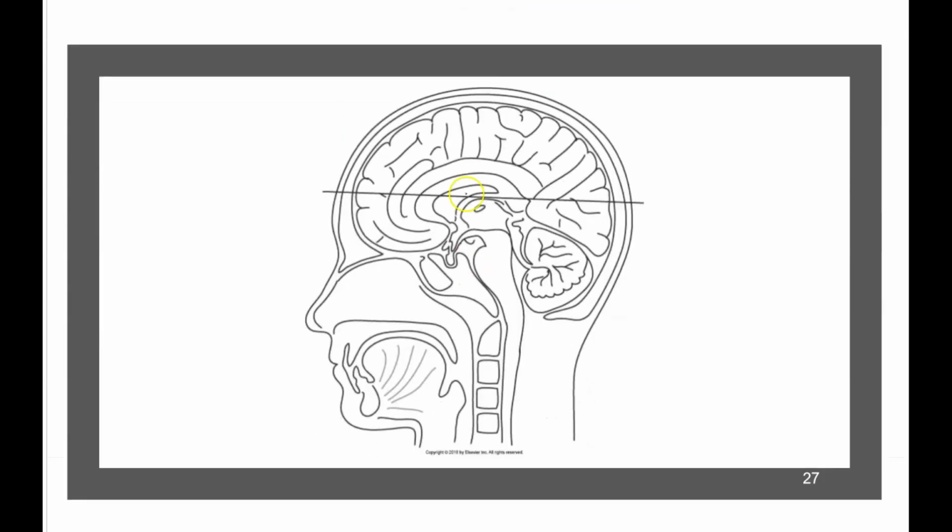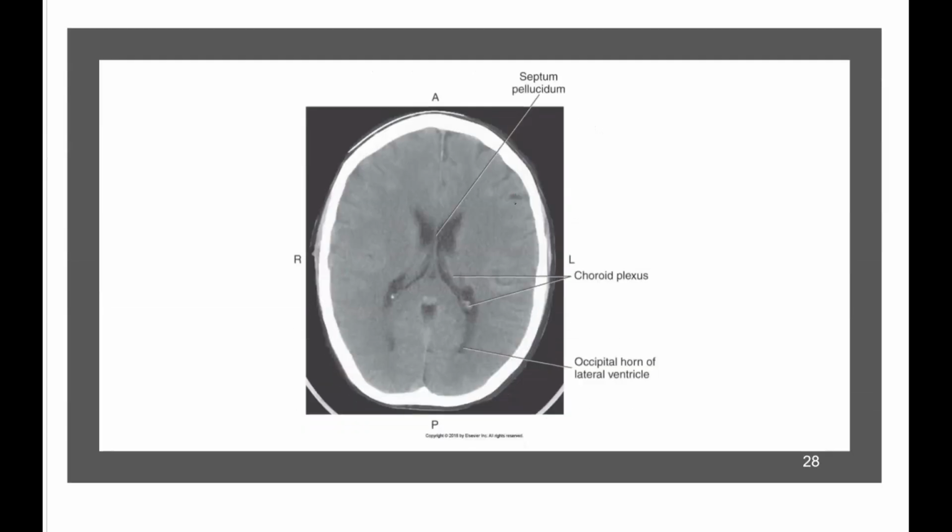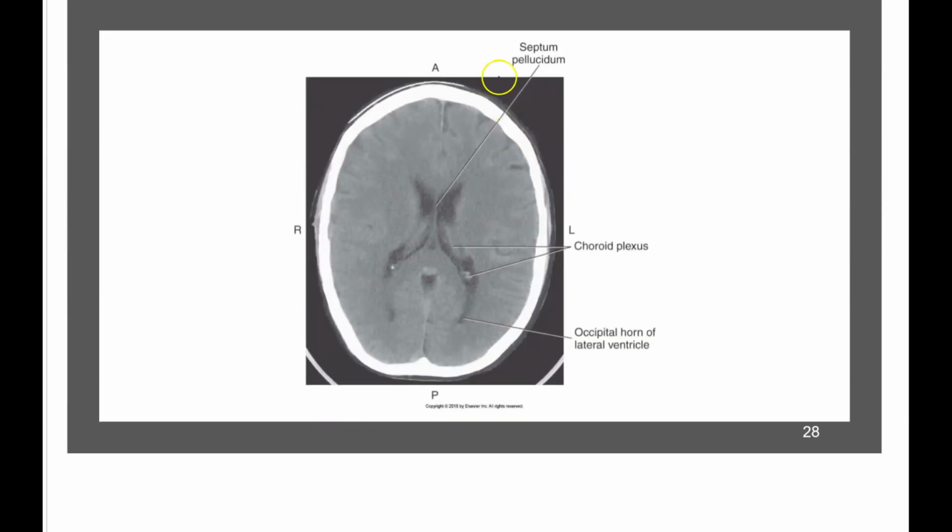So we're doing an axial slice now. We're pretty high up. We're at the third ventricle, just above it. So we're looking at the septum pellucidum, and you can see our choroid plexus on the CT scan. It is calcified. And our occipital horn of our lateral ventricle.